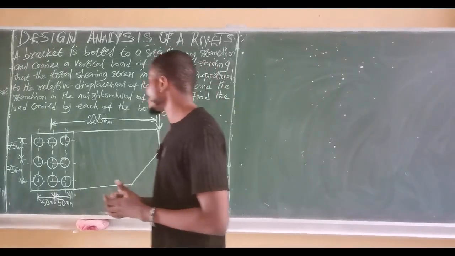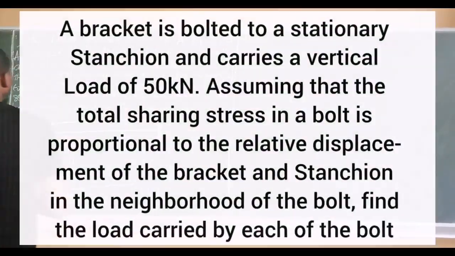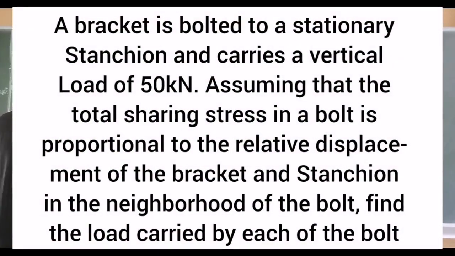All right, let's look at the question. Question says, a bracket is bolted to a stationary stanchion and carries a vertical load of 50 kilonewtons. Assuming that the total shearing stress in a bolt is proportional to the relative displacement of the bracket and stanchion in the neighborhood of the bolt, find the load carried by each of the bolts.